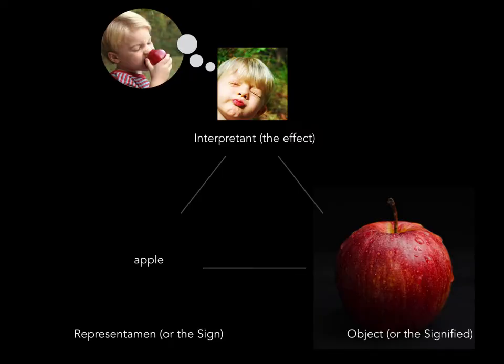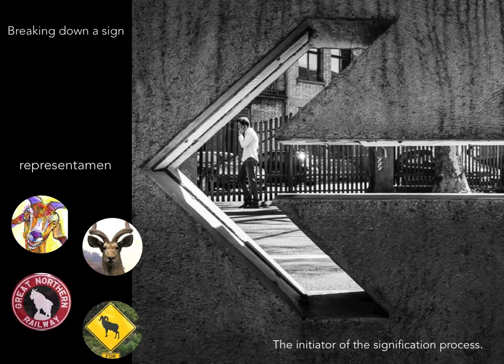Because of this definition, Peirce's sign requires three parts: representamen, or the sign, the object, or the signified, and the interpretant, the effect. The first part of the sign system is what Peirce calls the representamen. The representamen acts as the initiator of the signification process and is the image that refers to something else. It is the object that is being viewed.